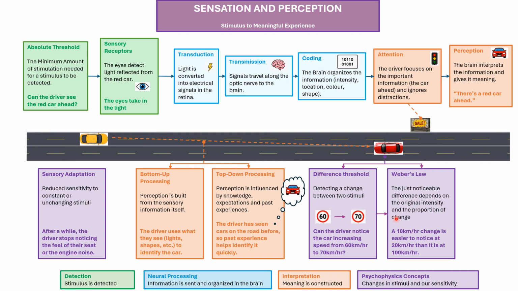Overall, this mind map demonstrates that sensation and perception work together to help us understand and respond to the world around us. Sensation allows us to detect information from the environment, while perception enables us to interpret that information and give it meaning.